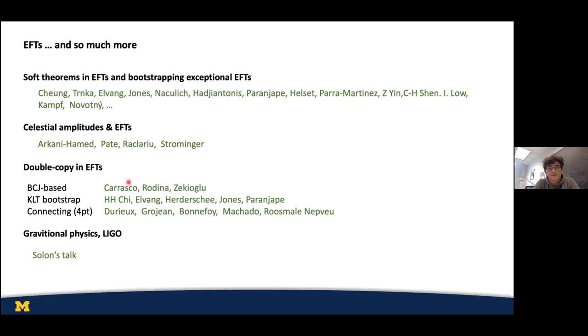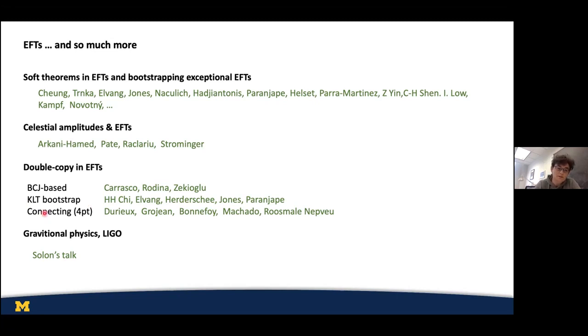There's work on understanding the double copy in EFTs, how to include higher derivative operators in the BCJ-based approach to the double copy by Carrasco and collaborators. And with my collaborators, we have studied a KITP bootstrap approach for how to generalize the KLT formula in a more general way, not just in the context of higher derivative operators systematically, but also just from the complete set of what does it even mean to have a double copy? What are the rules for generalizing how it works?